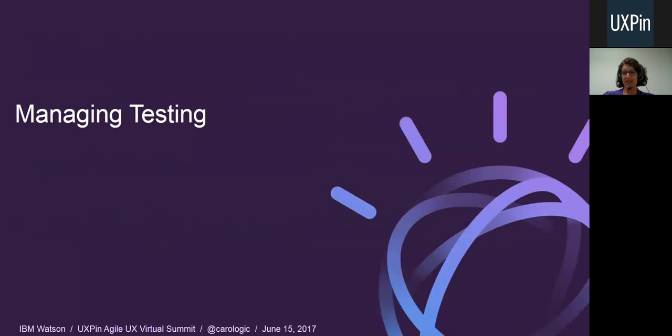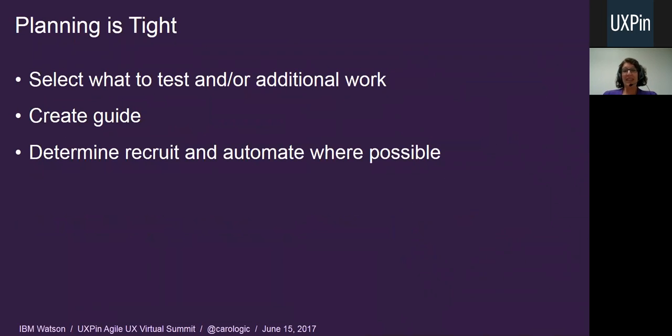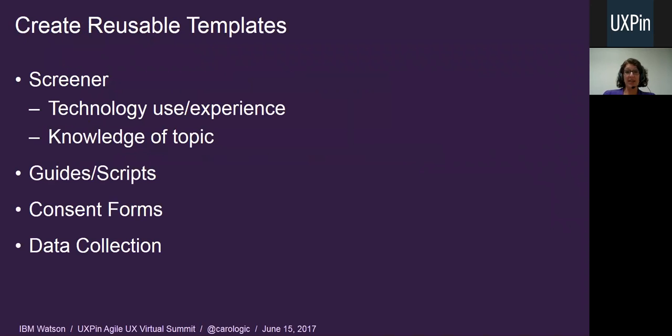So how do you manage all of this? Planning is tight. It's always going to be tight. Time is always going to be against us, unfortunately. So select what it is that you're going to test, create the guide as quickly as you can, again, reusing as much as possible, and determine what you need to recruit and automate if you can.